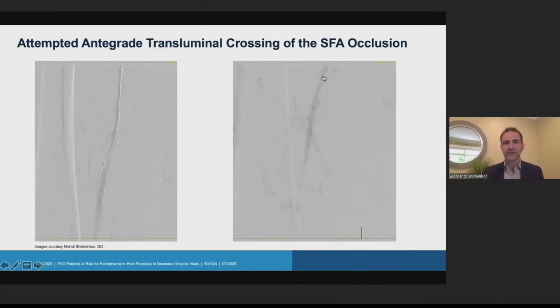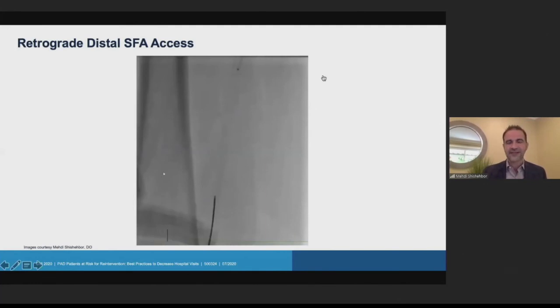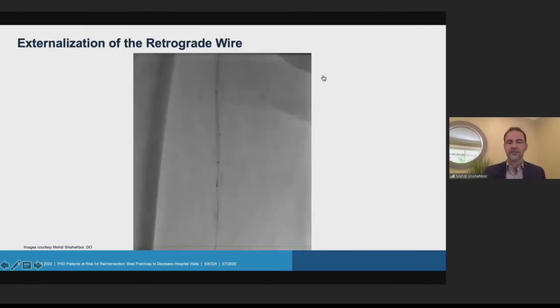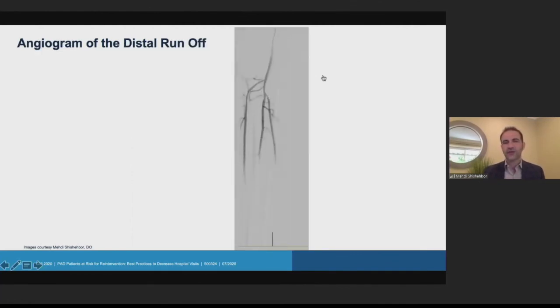So in this situation, instead of using a re-entry device, which I also think is not very cost effective in my opinion, I decided to get retrograde access. So we quickly got a micropuncture needle, and that's a VAT, that's a Command 018 wire. We were able to get popliteal access. We were able to quickly cross this lesion in a rendezvous fashion using a CXI support catheter and a Command 018. We are now luminal, and that gives us many options as to how we want to treat this patient.